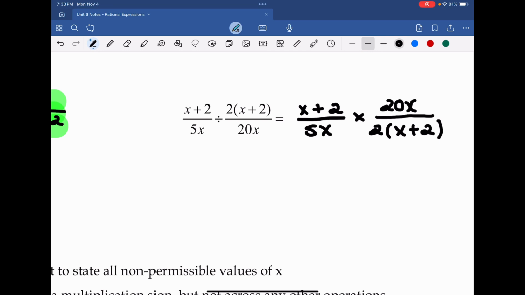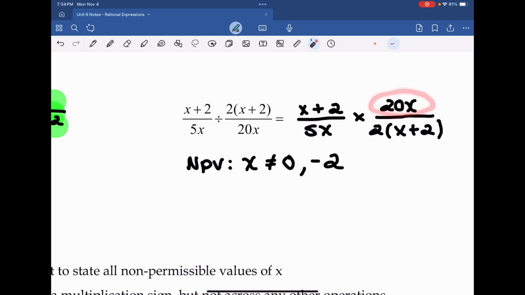So let's state that right away. If we look at this, the NPVs are where x cannot equal, first of all, 0, because if x was 0, then it would wipe out the first fraction and make this term 0 in the denominator, which makes it undefined. And then our other NPV is where it cannot equal negative 2, because if it was equal to negative 2, this bracket would go to 0 and make that denominator 0.